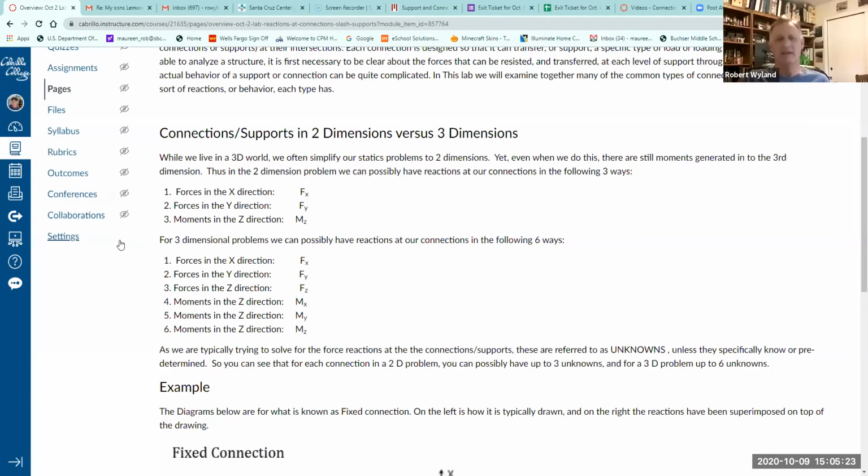So as I was saying, in 2 dimensions we can have 3 reactions: in the X, the Y, and then a moment about Z. And when we go to 3 dimensions, we can have forces in X, Y, and Z, and we can have moments about X, Y, and Z. So suddenly we have the possibility of 6 reactions rather than 3.